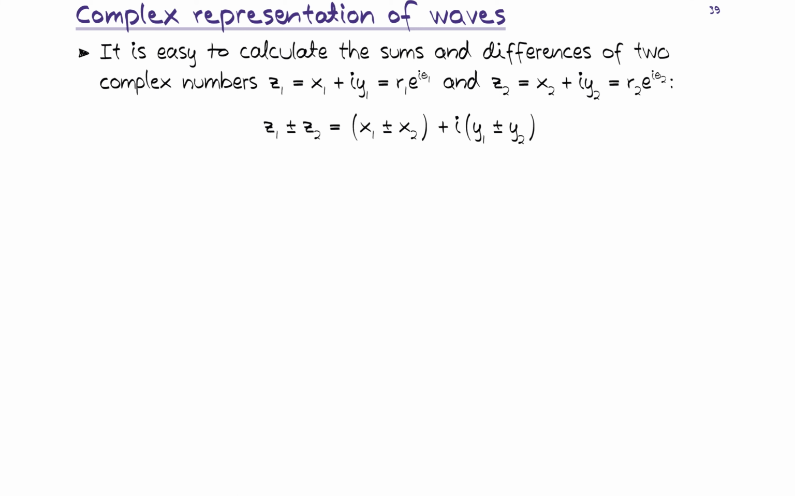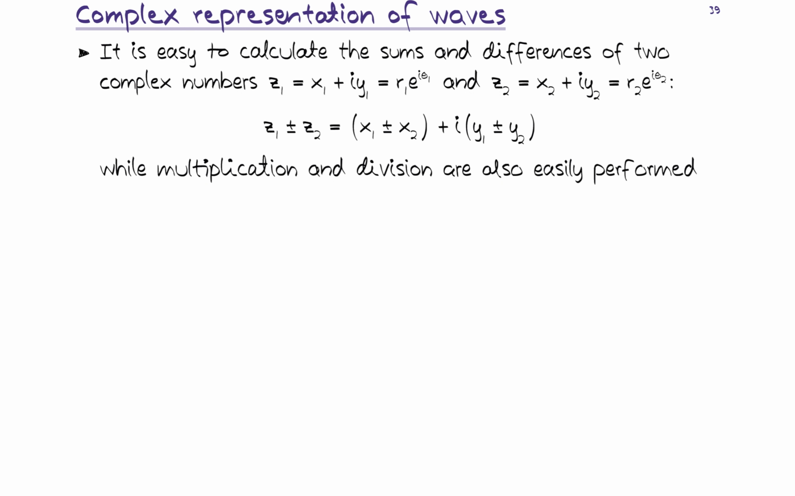Simple as this. The multiplication and division of complex numbers can also be easily done, but it is easier to use the exponential notation, the polar form. So when we multiply two complex numbers together, z1 multiplied with z2, we multiply the amplitudes r1 with r2, and for the phase angles, we just add them together. So this is how we can deal with things.